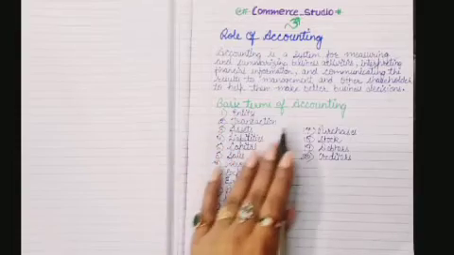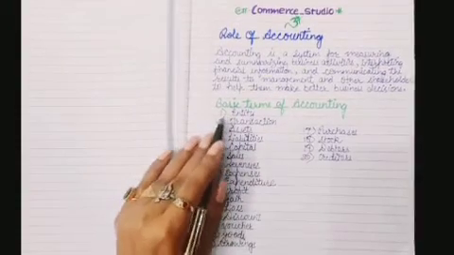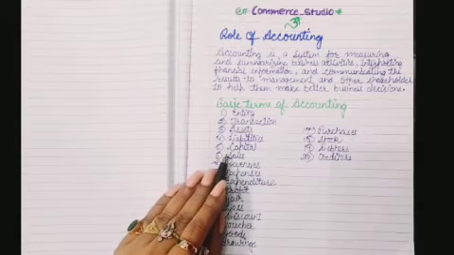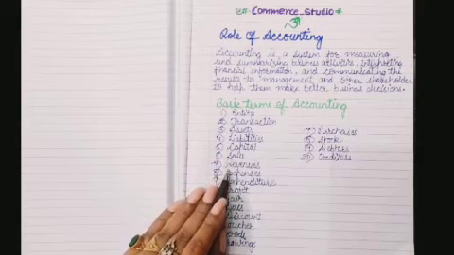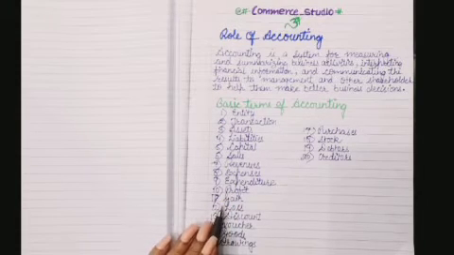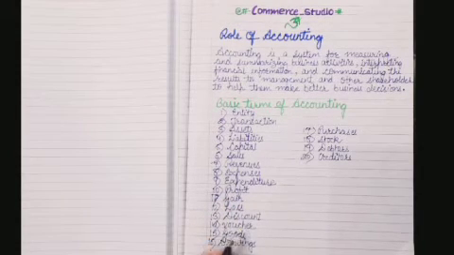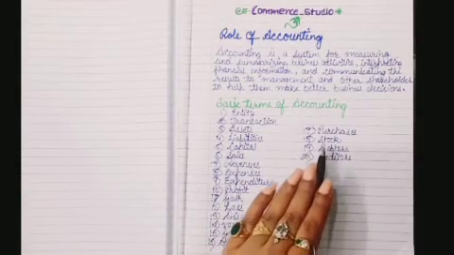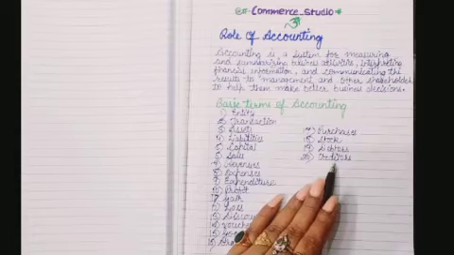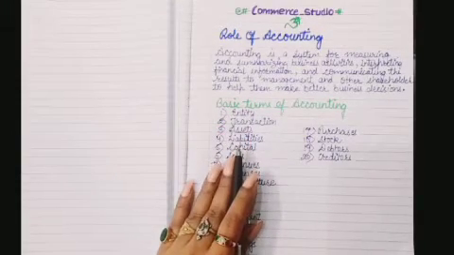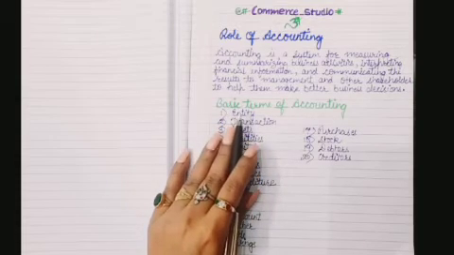Now, basic terms of accounting. Entity, transaction, assets, liabilities, capital, sales, revenues, expenses, expenditure, profit, gain, loss, discount, voucher, goods, drawing, purchase, stock, debtors and creditors. Now I am going to explain each and every term in a very descriptive way.